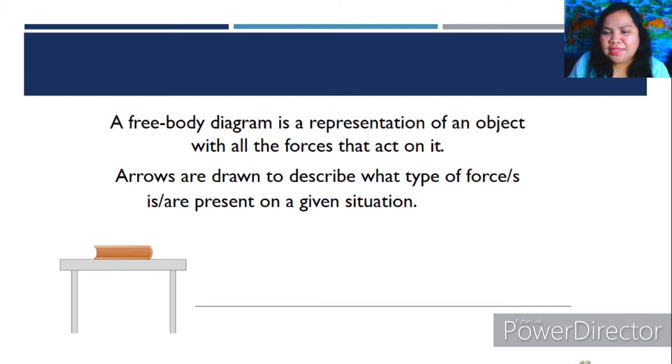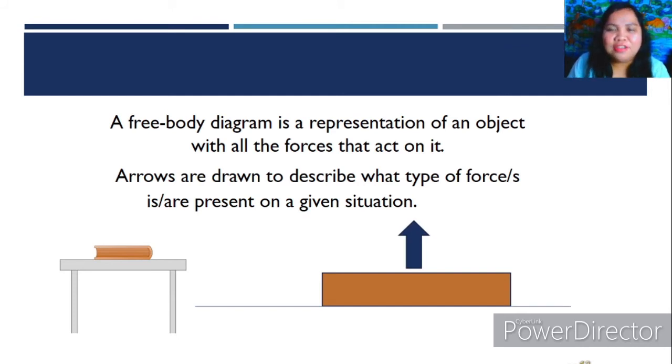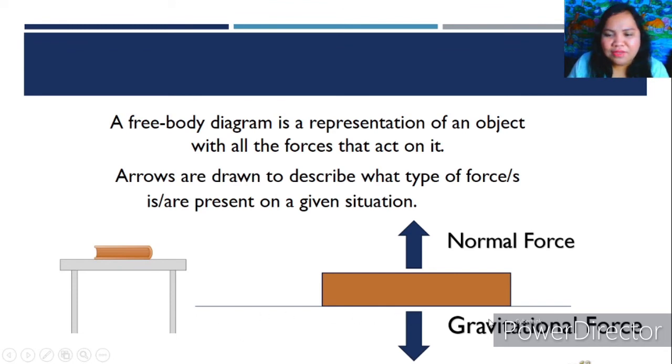And what is the next force present? Remember, the book is exerting a force onto the surface of the table. Can you still remember what type of force is that? Yes, correct. That is a normal force. So when we draw the free body diagram for this one, we draw the surface of the table, we draw the rectangle representing the book, and then the arrows showing what type of force is present. So the free body diagram for that example is this one.